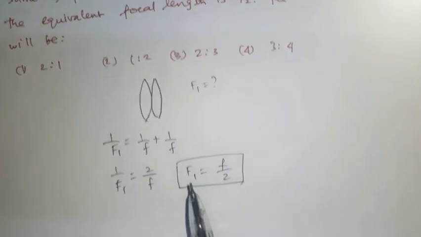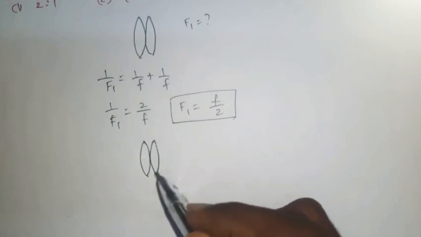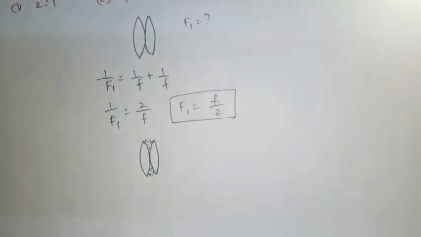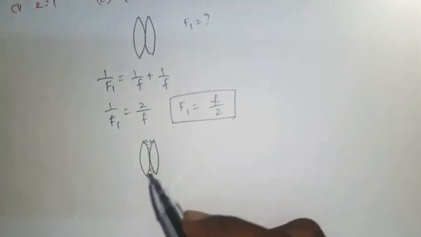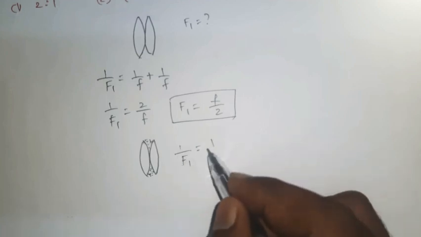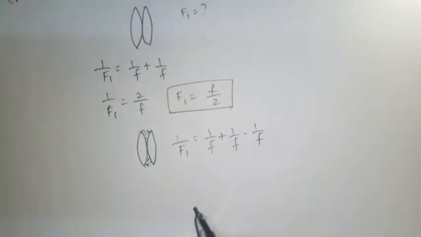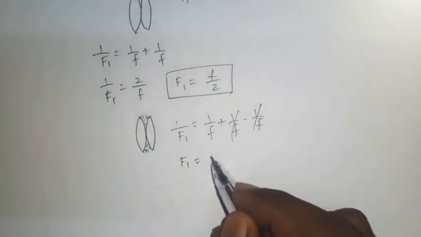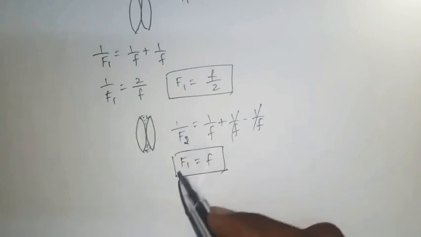In the second combination, the two lenses are in contact, and between the two lenses there is glycerin. The glycerin refractive index is also the same as that of the lens. Now the resultant focal length, that is 1 by f2 is equal to 1 by f plus 1 by f for glycerin minus 1 by f. Plus 1 by f and minus 1 by f are cancelled. If we take reciprocal, f2 is equal to f. So for the second combination, the resultant focal length is f2.